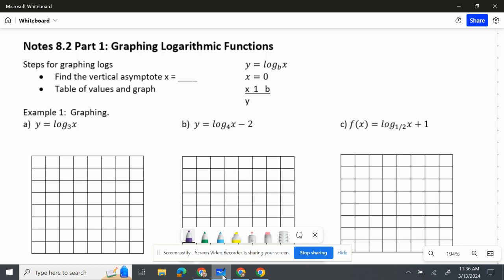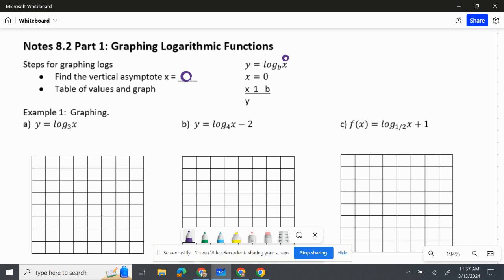Now what we're going to do is graph logarithms. When we're graphing these, we're going to spend a couple days on this. The first thing that we're going to do is look at easier graphs where we have a certain vertical asymptote, and the vertical asymptote that we're going to work with is just going to be x is equal to 0. The reason why is because you can't find the log of 0. So that means that we have a vertical asymptote there.